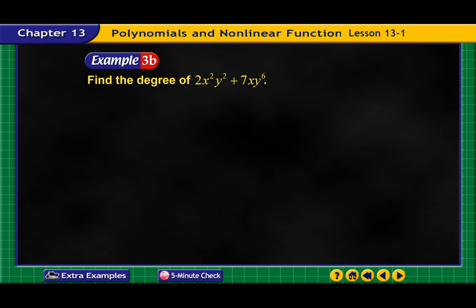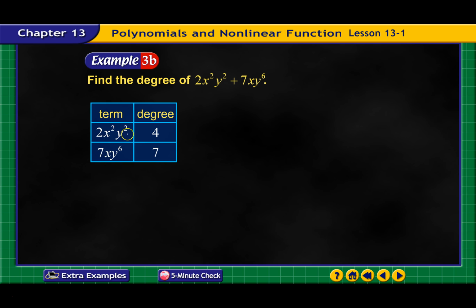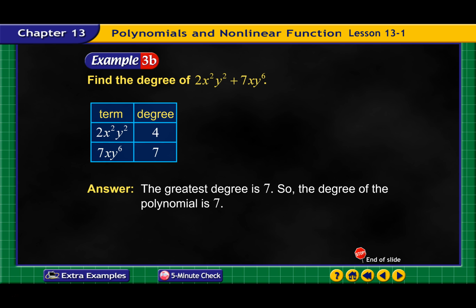Find the degree of 2x squared y squared plus 7x y to the 6th. So we're going to put those into a chart here again. So 2 plus 2 is 4. 1 plus 6 is 7. So the degree is going to be the highest degree we can get. The highest degree we see is 7. So the degree of this polynomial is 7.